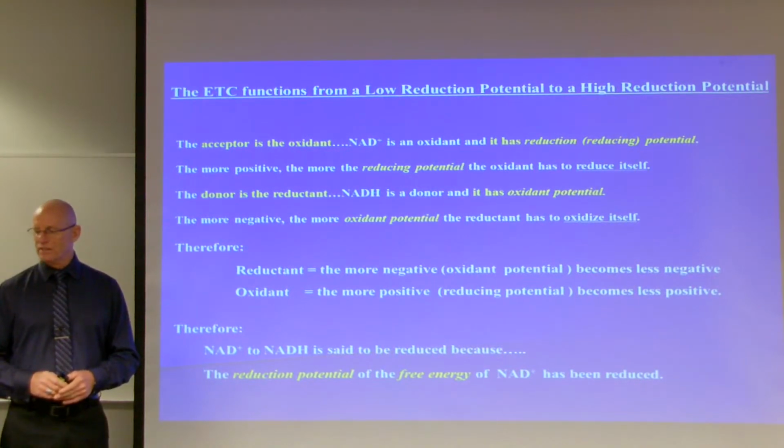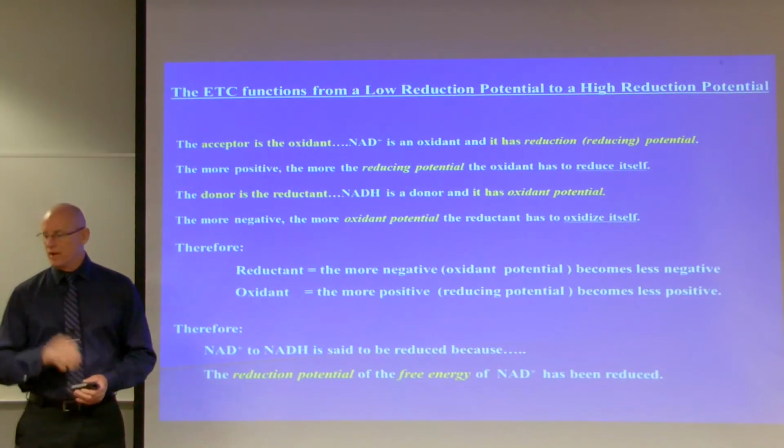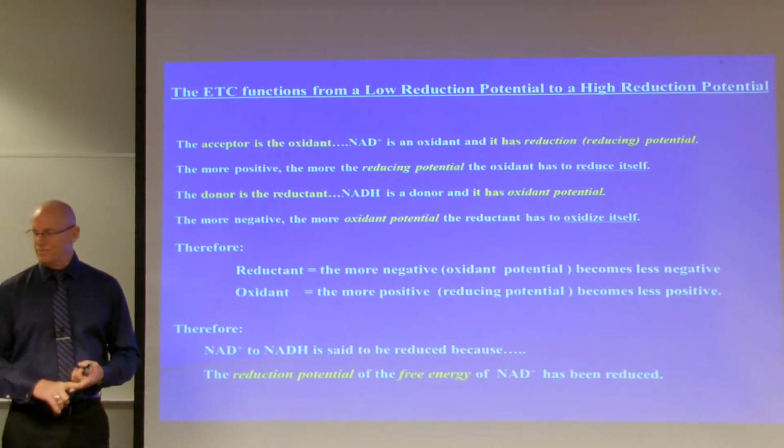The donor is the reductant. NADH is a donor, and it has oxidant potential. The more negative, the more oxidant potential the reductant has to oxidize itself. Therefore, a reductant, the more negative oxidant potential becomes less negative. Oxidant, the more positive reducing potential becomes less positive.